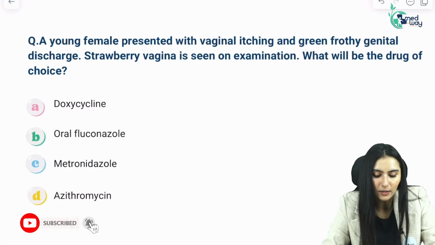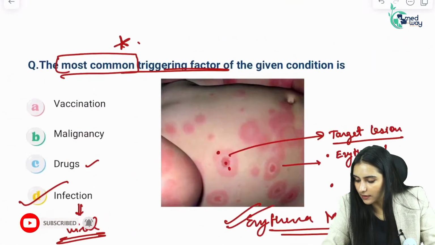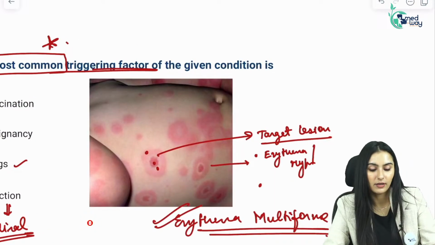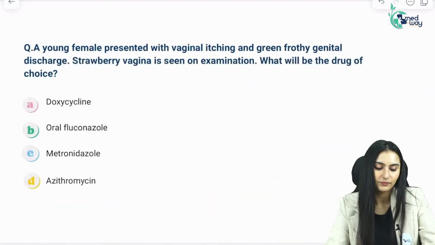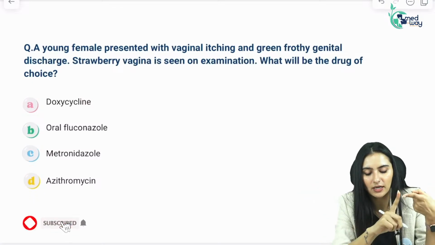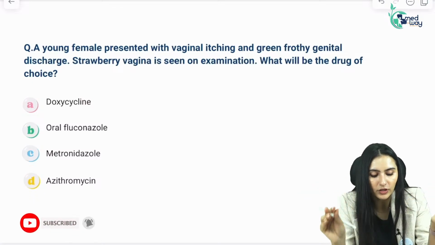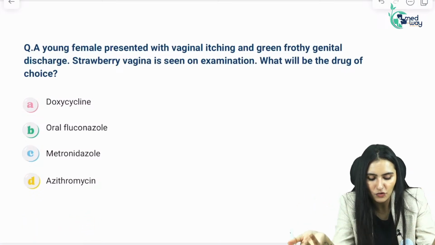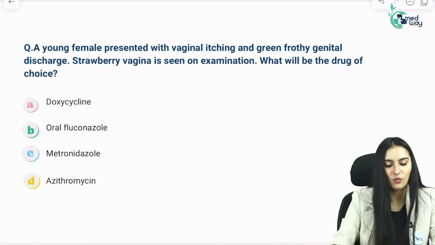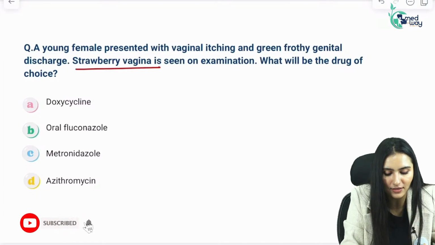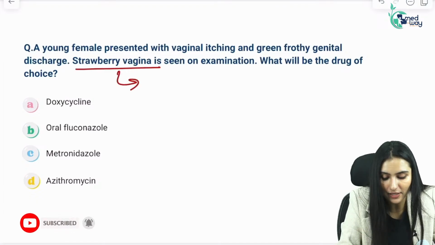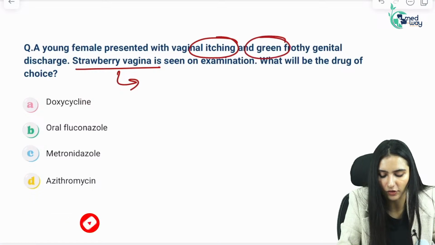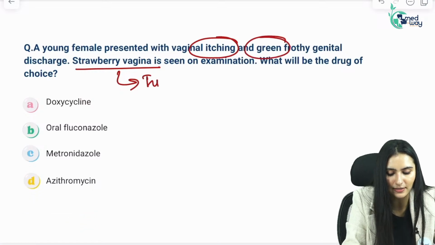If you have any questions you can ask, okay. Alright. So, next question. A young female presented with vaginal itching and green frothy genital discharge. A strawberry vagina seen on examination. Strawberry vagina, you have to just know the answer from that. However, there is vaginal itching also and there is green frothy discharge also. What is this? This is trichomoniasis.